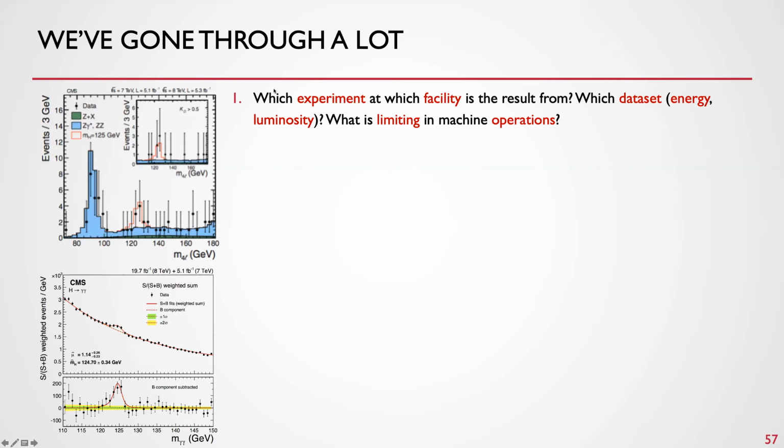You know which experiments these were taken from. We talked a lot about CMS and ATLAS, which facility the results are from, in this case the LHC, what collider that is, how the protons are accelerated and collided. You can read off the data set. It was taken at 7 and 8 TeV proton-proton center of mass energy.